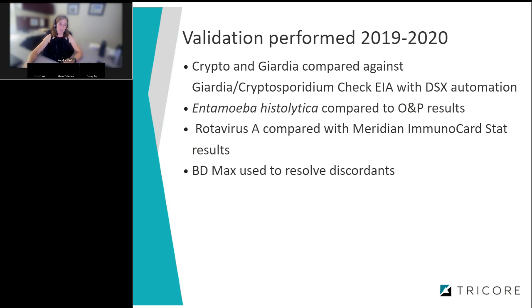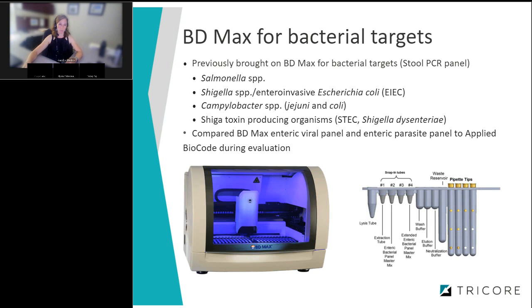So we performed a validation of this platform in 2019 to 2020. We looked at Crypto and Giardia, and we compared them against our Crypto Giardia EIA with the DSX automation. We compared Entamoeba histolytica against the O&P results, and Rotavirus A against the Meridian ImmunoCard STAT results. We performed an evaluation with the BD Max enteric viral panel and enteric parasite panel at the same time, so we used that to resolve our discordance.